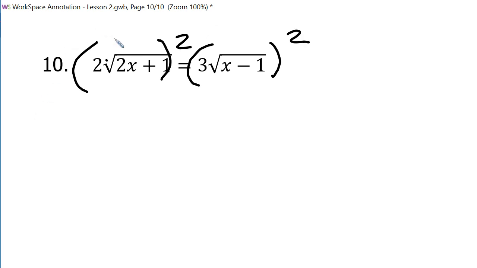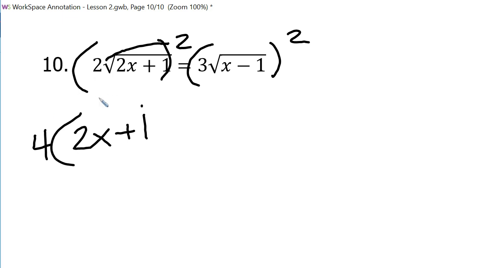So what is 2 squared? 4. And what happens when I square this square root? The square root goes away, so you just bring down the 2x plus 1. But what do you think I need to do there? Parentheses. Whatever was inside the radical, you need to put parentheses around it, because what will we have to do with that 4? Distribute it.